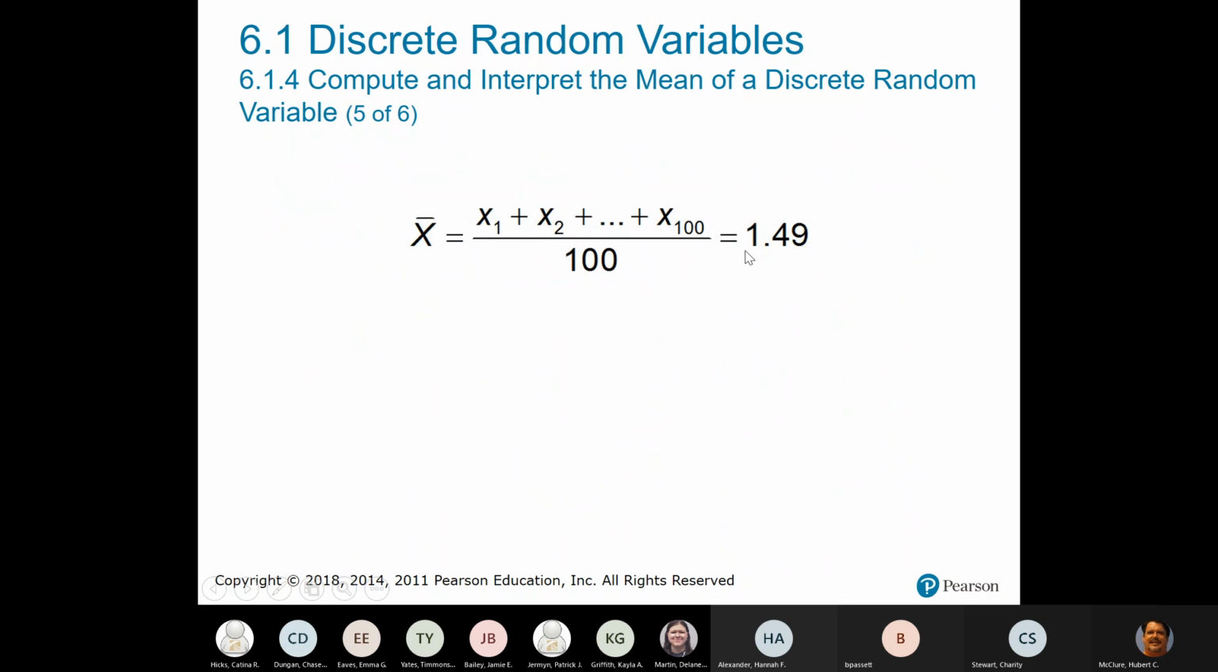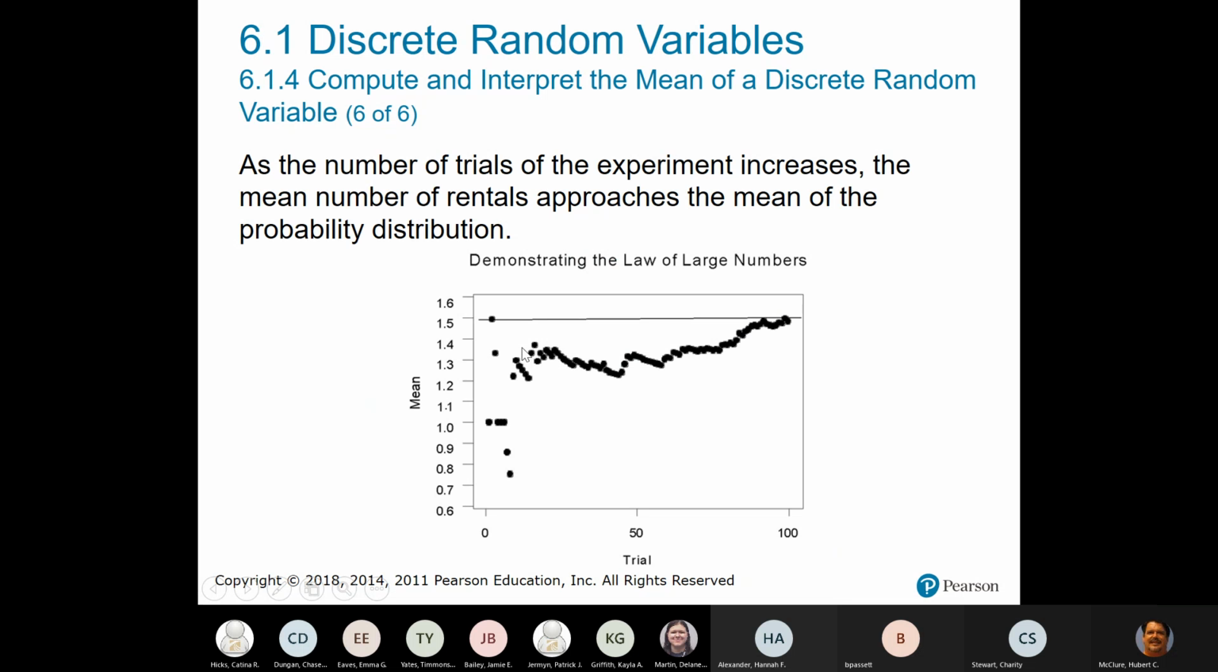Okay, now it just so happens that these are the same, 1.49. And there's the actual data, and here is the average. Well, it's really not the average, it's the best fit line, and it's usually right there at the average of 1.49.